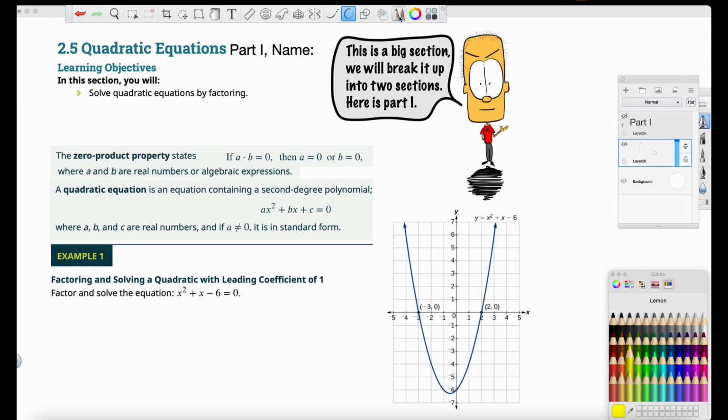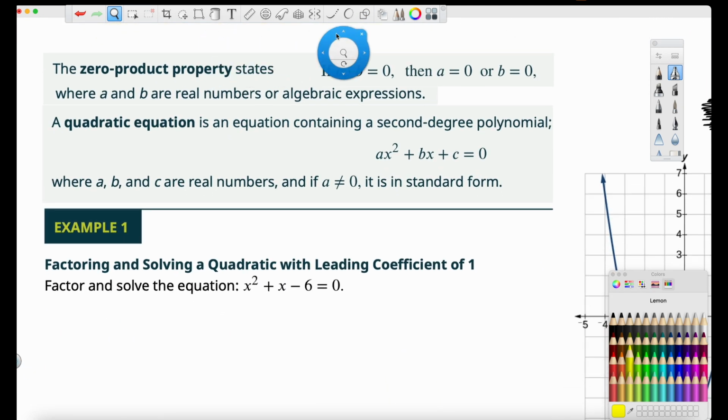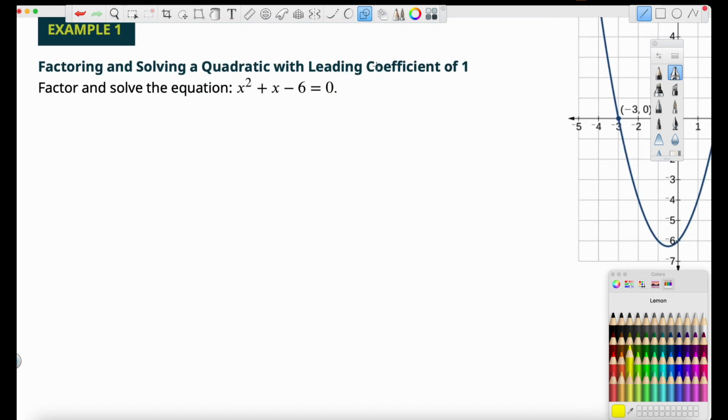We're going to look through the notes on 2.5 quadratic equations, and we're going to break this up into two sections. First one, just going to solve equations by factoring. So we've done a lot of factoring already, and the next thing we need to layer on this is the zero product property, which says that if A times B equals 0, then A can be 0 or B can be 0. So let's take a look at solving a quadratic with leading coefficient of 1.